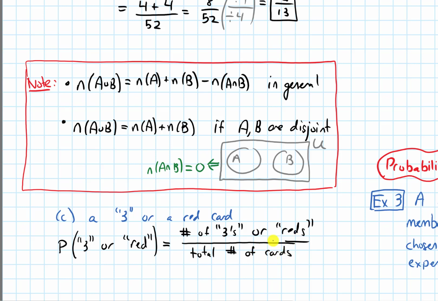Alrighty, so let's work out what this is. So just like in part B, seeing the word or makes us think of the symbol union, except this time the set of 3s and the set of reds, they are not disjoint. They do have an overlap. A card can be a 3 and also a red. So we're going to have to use the more general formula to count the number of elements in this union.